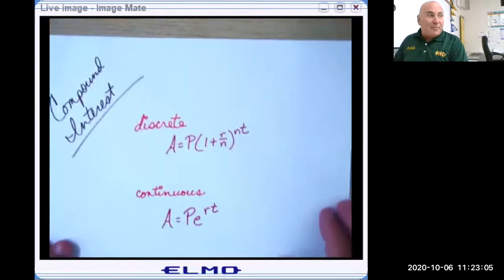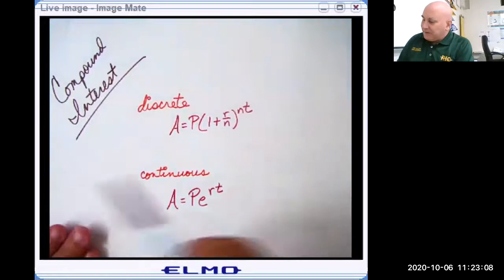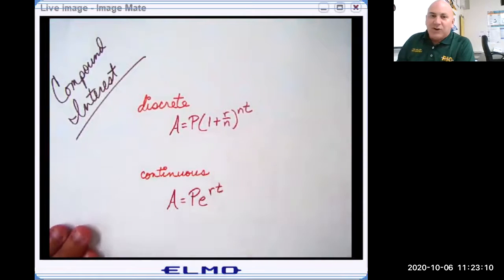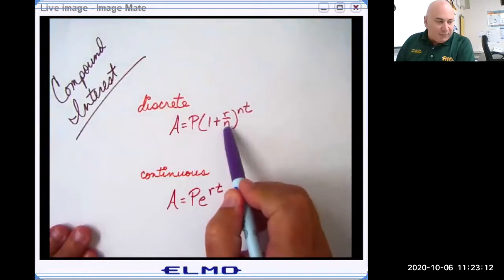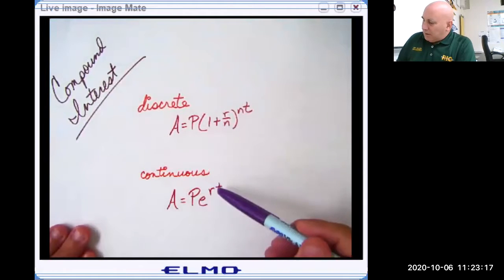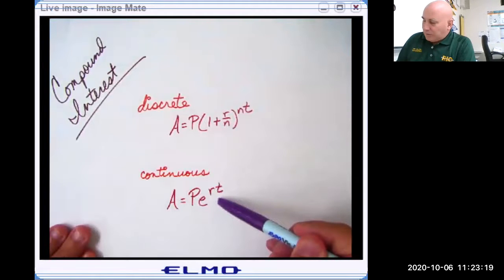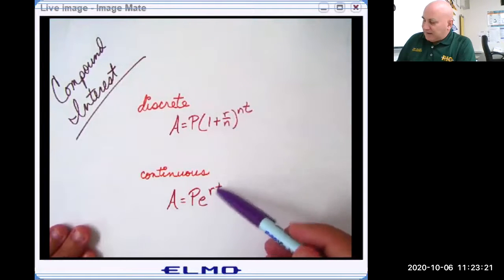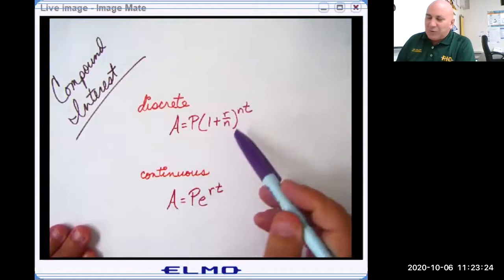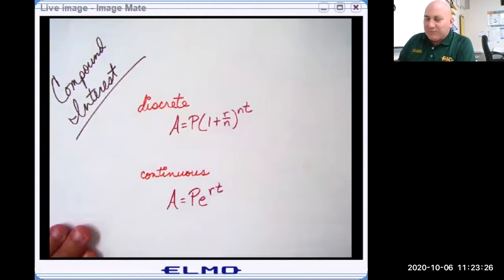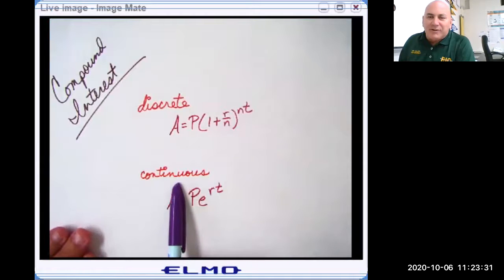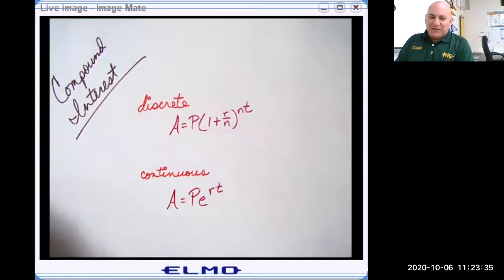Let's go back to our compound interest formula. This is discrete compound interest. You get interest n times per year. This is continuous. And what we find, though, is that, well, we won't derive it, but we'll kind of get a feel for it in a minute. I'm not convinced there's any place in the world where we deal with continuous compound interest. I think that's just a mathematical thing, kind of like simple interest.